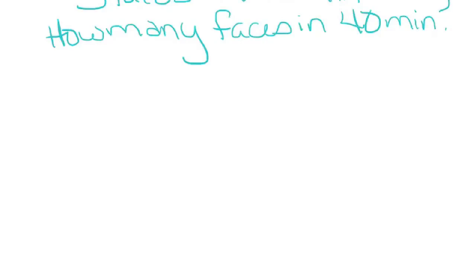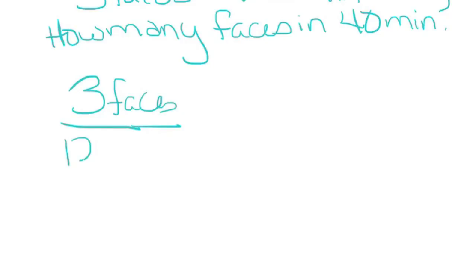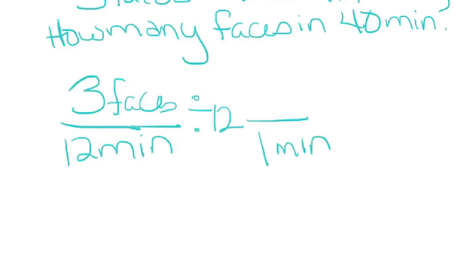Well, we need to get a unit rate. So first we're going to do 3 faces to 12 minutes. We're going to divide by 12, that's the denominator, to get our unit rate, which will be 1 minute. In each minute, she's going to paint 0.25 faces. Now that seems weird, right? She's going to paint a fourth of a face. Well, that's kind of a weird unit rate, but that's the truth.